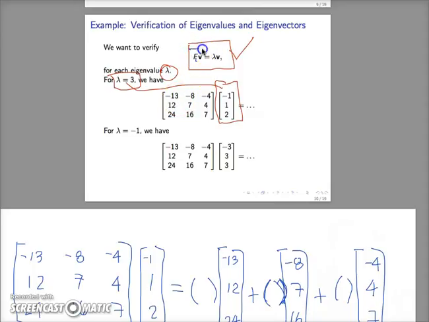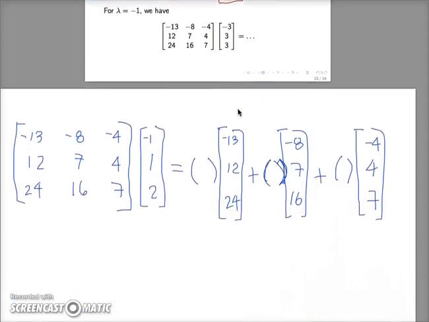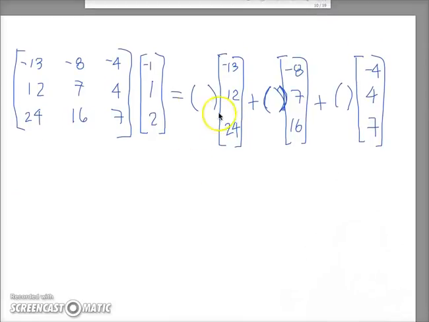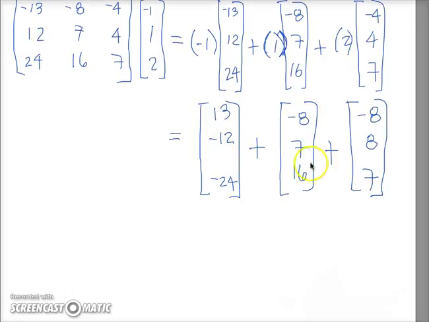So we're going to work with the left-hand side of that vector equation, which means we multiply the matrix times that vector. First, this is a linear combination of the columns of the matrix with scalar coefficients being the entries of that column vector, so minus 1, 1, and 2. And this becomes the addition of vectors 13, minus 12, minus 24, added with the second column, which stays exactly the same, and the third column becomes minus 8, 8, and 7.